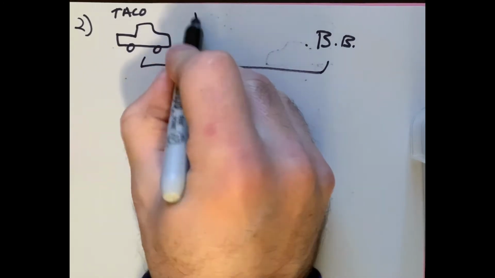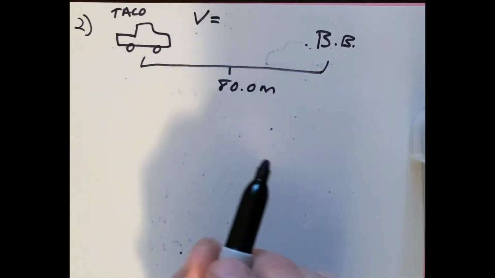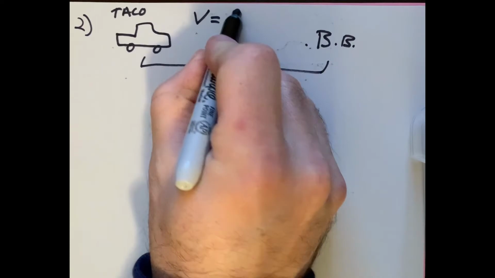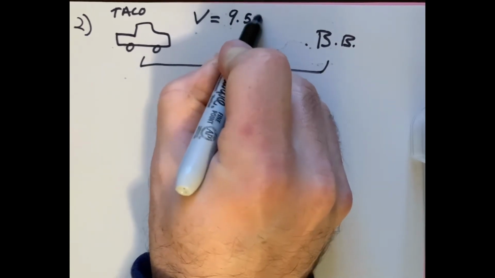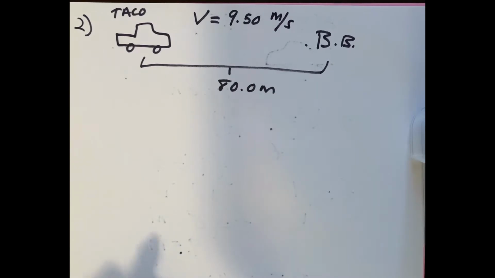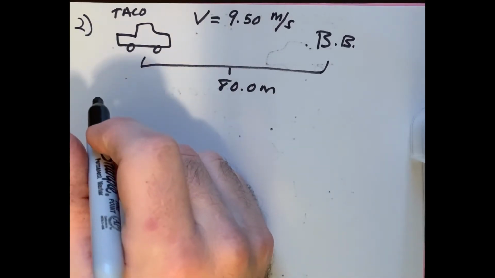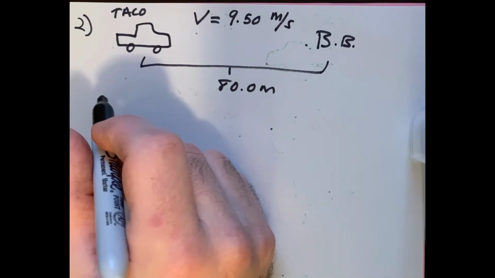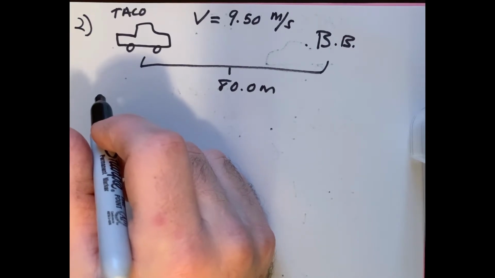And his velocity, my velocity, I suppose, I'm in a hurry, running, was 9.50 meters per second. All right, perfect. So how are we going to solve this? What are we looking for? We're looking to find out how long did it take me to get there?